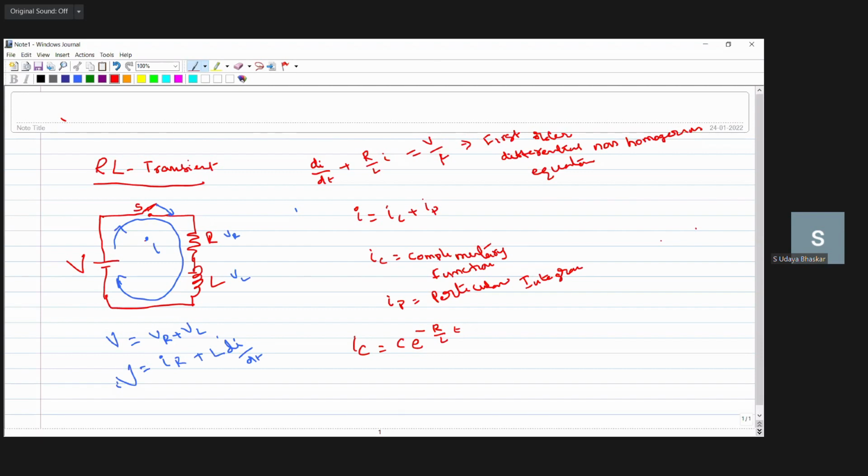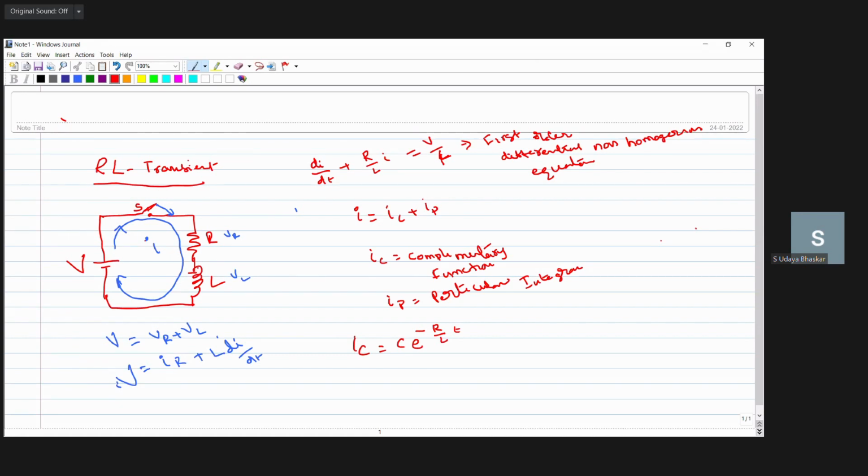Okay, this is V by L. And IP is equal to the particular integral. The meaning of particular integral is that whenever the inductor gets saturated, saturated meaning settled, then we can say it is a particular integral.